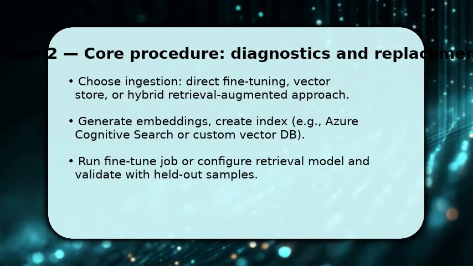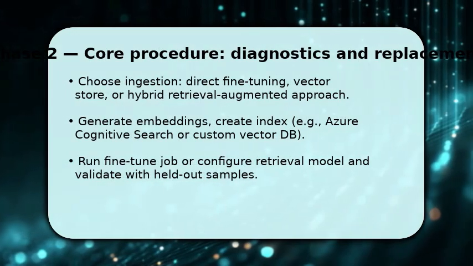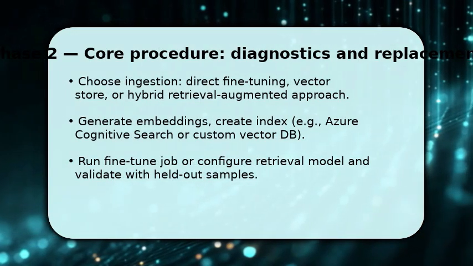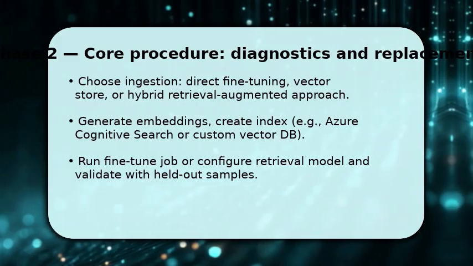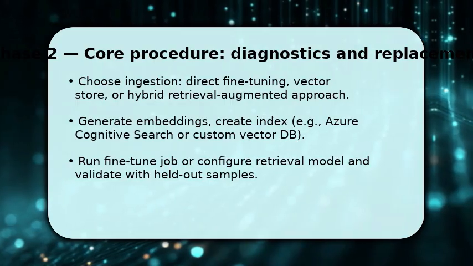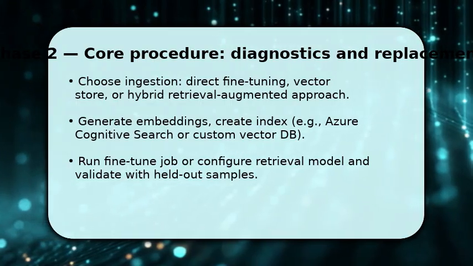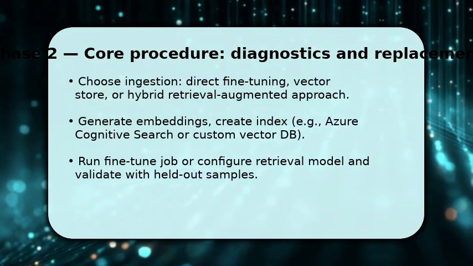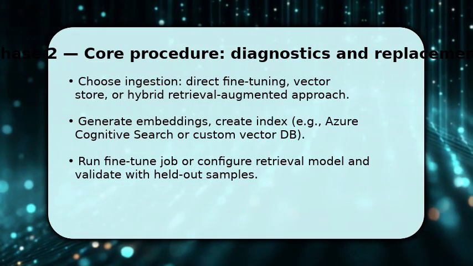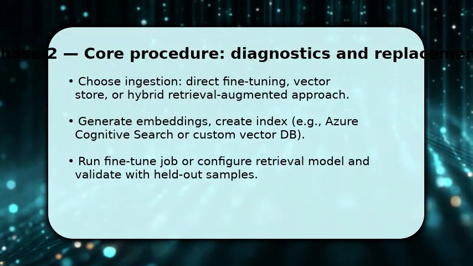You will now ingest and index data. Decide whether to fine-tune a model or use retrieval-augmented generation. If using retrieval, compute embeddings for documents and push them into Azure Cognitive Search or your Vector DB. Once indexed, create training pairs or prompt templates and start the fine-tuning job via Azure CLI or SDK.